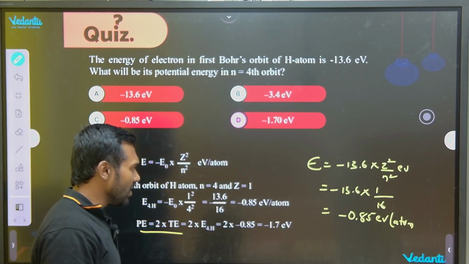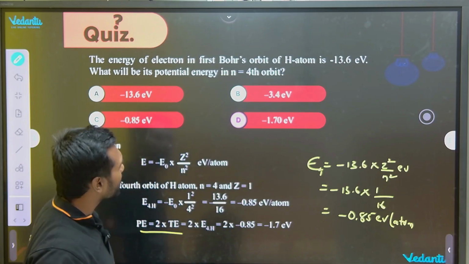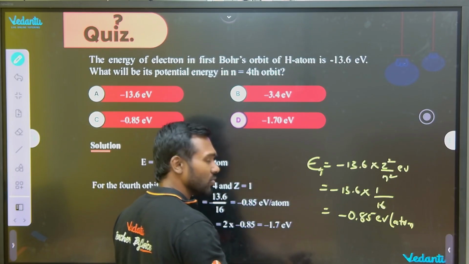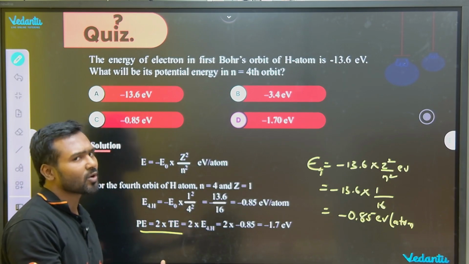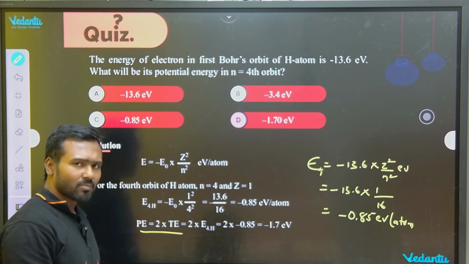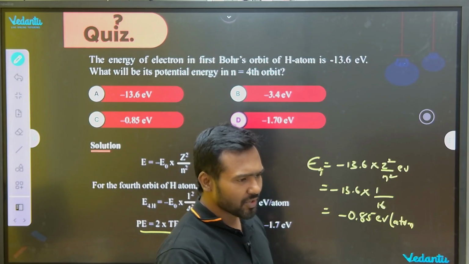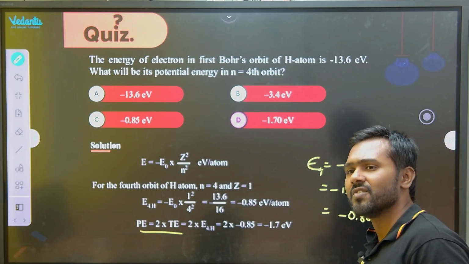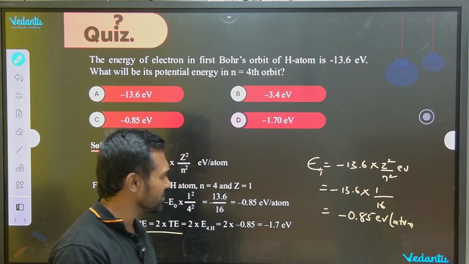Right? Now this is total energy, it's not the potential energy. Now they are asking potential energy. That means you have to multiply this value with 2, because potential energy is equal to twice of total energy. If you multiply with 2, then you are going to get minus 1.7. Simple question. But here you have to remember the energy value we got is a total energy value. It's not the potential energy, it's not the kinetic energy.